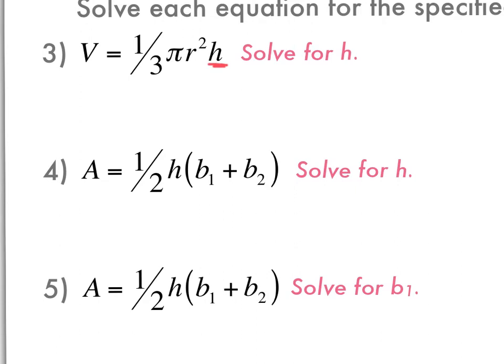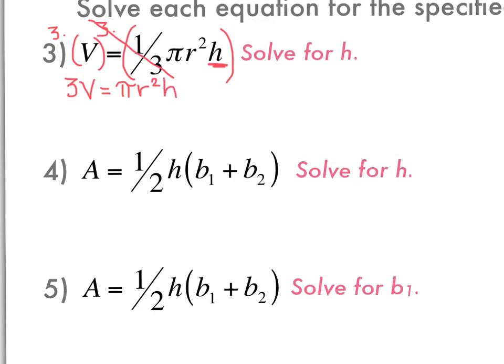What I would probably do with that is multiply by the reciprocal, which is 3. It's really 3 over 1, but that's the same thing as 3. So let's multiply by 3, multiply by 3, and so now this looks like this. 3v equals, this 3 and this 1/3 are gone, and then I still have pi r squared h.